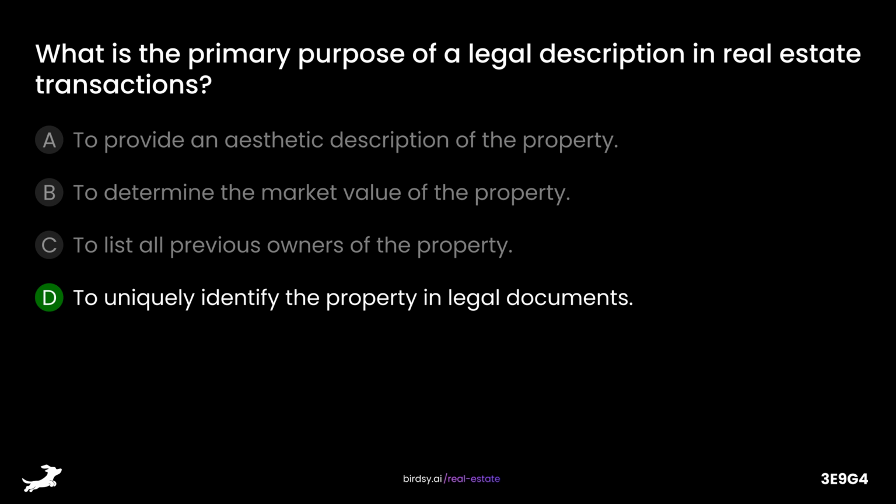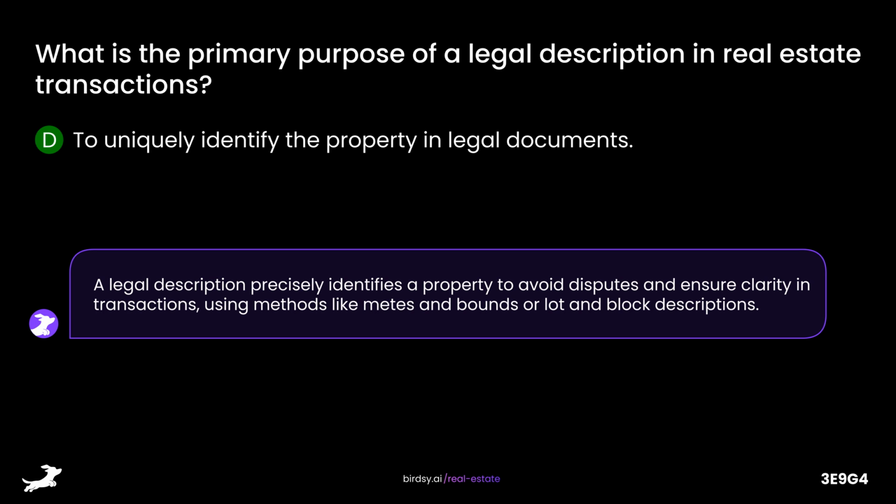The answer is D, to uniquely identify the property in legal documents. A legal description precisely identifies a property to avoid disputes and ensure clarity in transactions, using methods like metes and bounds or lot and block descriptions.